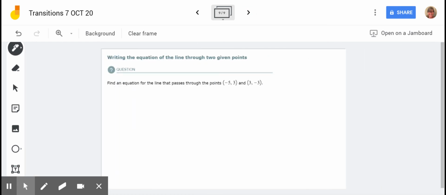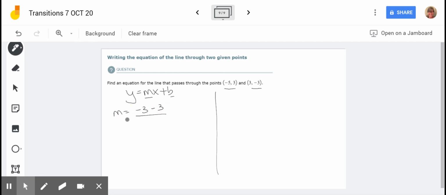All right, we are doing this today. So you're given 2 points. I'm going to show you 2 ways to solve it. The first one is using y equals mx plus b. So what do you need? You need a slope and you need the y-intercept. Well, you don't have either, but you can figure out the slope. So we use the slope formula.